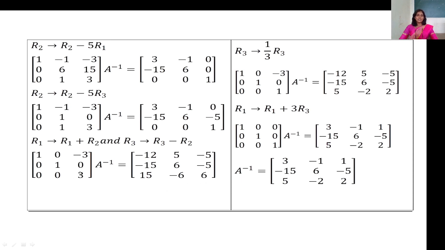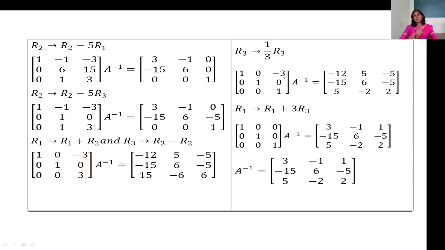Now make this element into 1. For that we divide this R3 by 3. So we will get here first row and second row as it is. 3 divided by 3, that is 1. 15 by 3, that is 5. Minus 6 by 3, that is minus 2. And 6 by 3, that is 2.